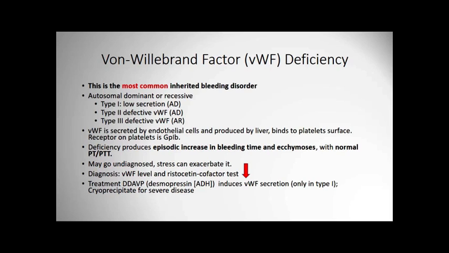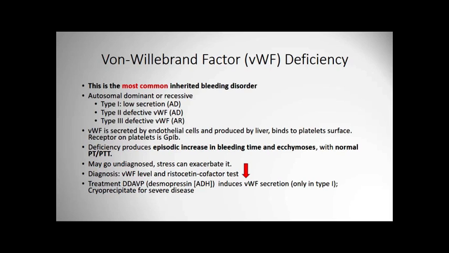We treat it with ADH, desmopressin, that induces von Willebrand factor secretion. I put this for you to understand something. Remember, people with type 1 von Willebrand factor deficiency produce a little of the good type. So if you give desmopressin, they are going to produce more of the good type, and you can fix this.